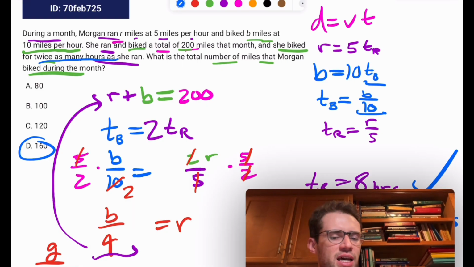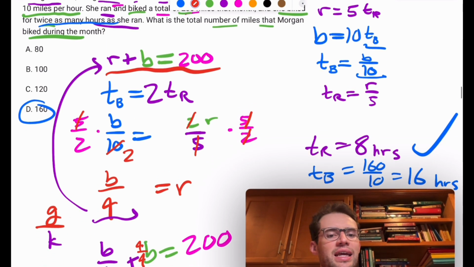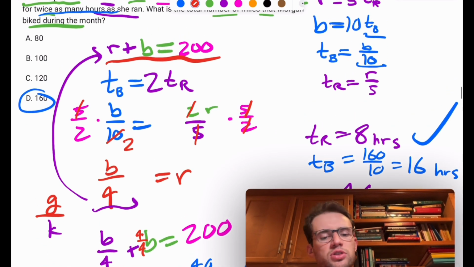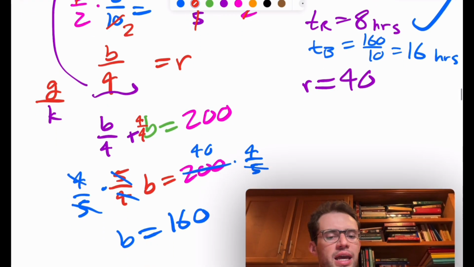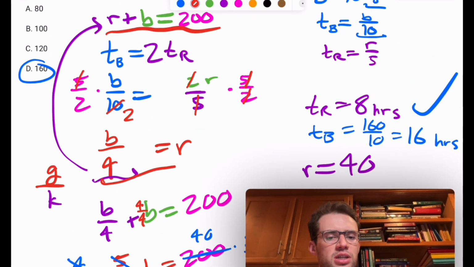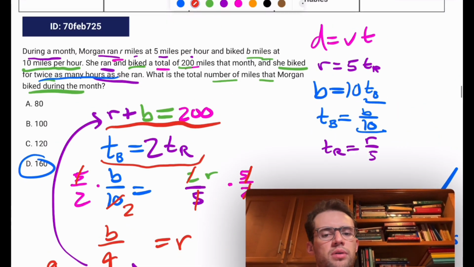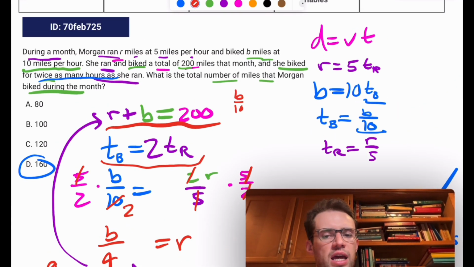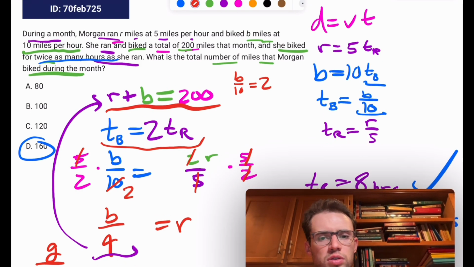I'm not going to show this time. If you wanted to put these in Desmos, the hard part of this is getting the equations. So R plus B equals 200. That equation is pretty simple. But the other one, B over 4 equals R, as long as you know to set up the time like this, what you really only need is B over 10 is equal to 2 times R over 5.